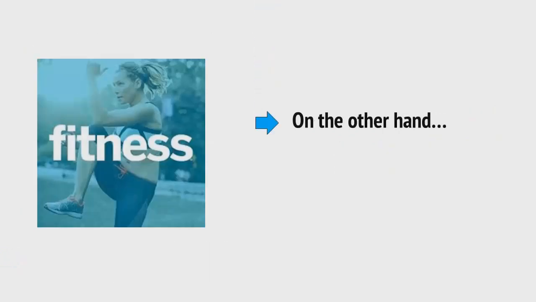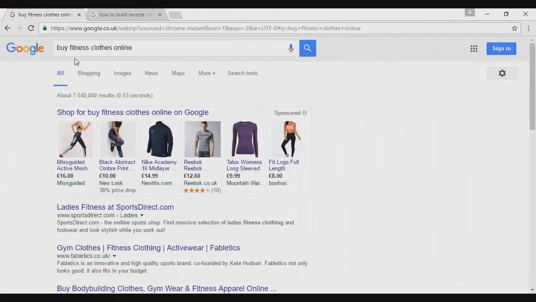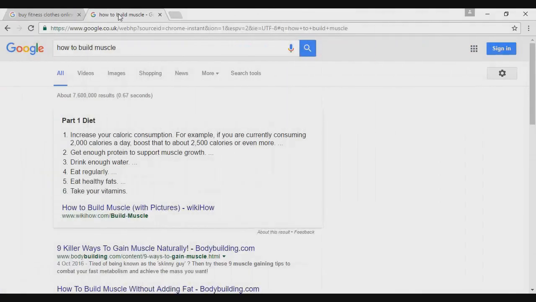On the other hand, a niche like fitness may be considered too broad. Buy fitness clothes online is a hugely popular search term that companies like Sports Direct, Sweaty Betty, and Mountain Warehouse dominate. Even ranking for search terms like how to build muscle is going to be very difficult.